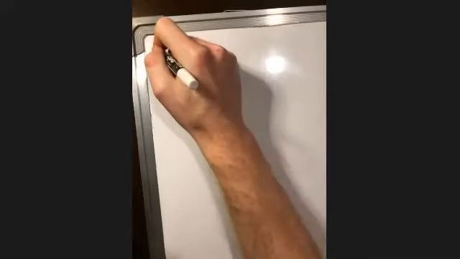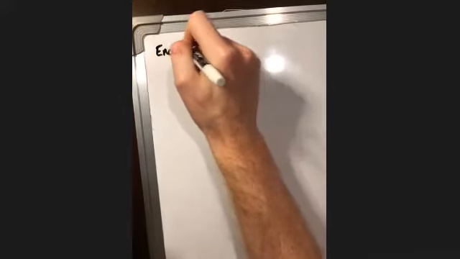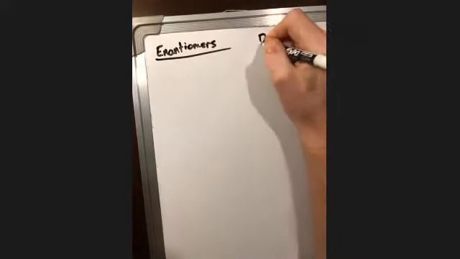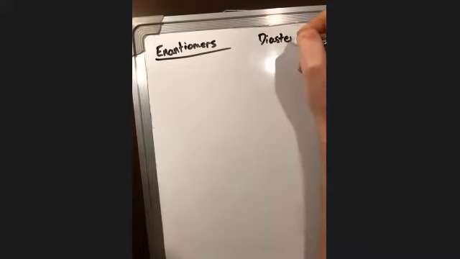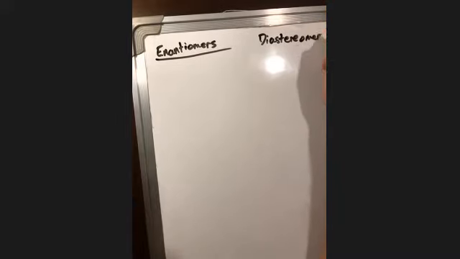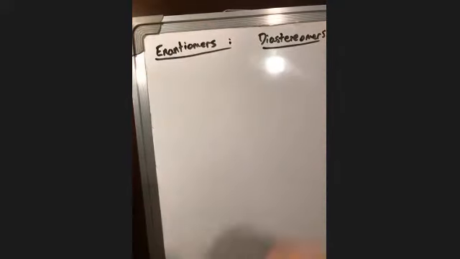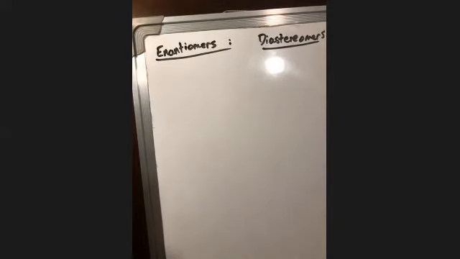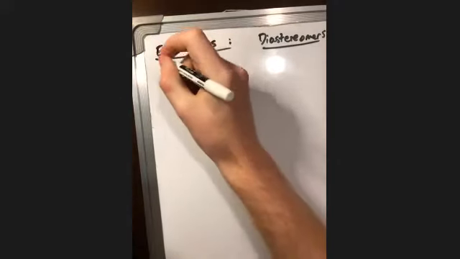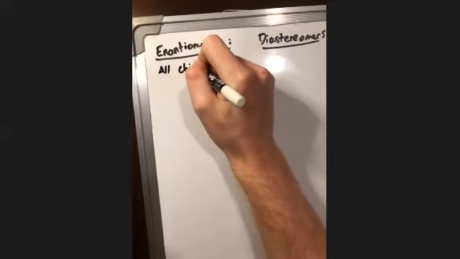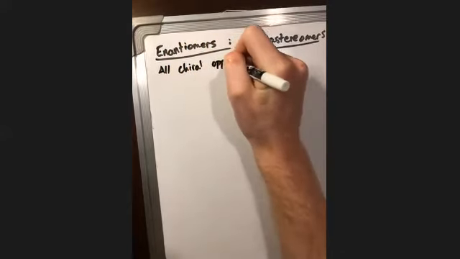So first of all, let's define the relationships. There's two that you're going to be responsible for at this point, and one is enantiomer and the other is diastereomer. So an enantiomer is, again, these are relationships. So that implies that there's at least two molecules that you're comparing, and you're describing the relationship between these molecules. So when you're doing that, an enantiomer has all chiral centers opposite absolute configuration.